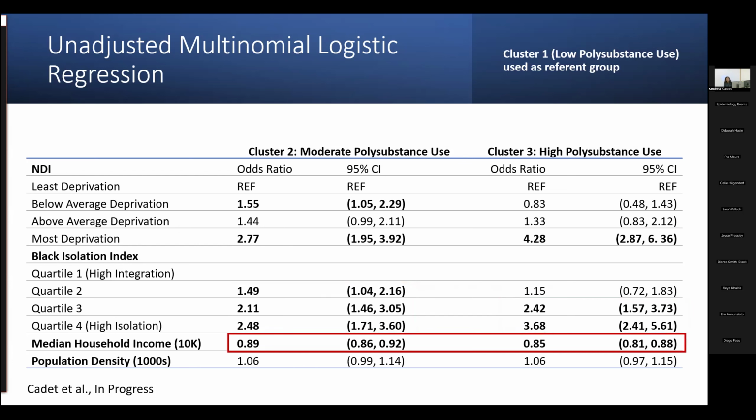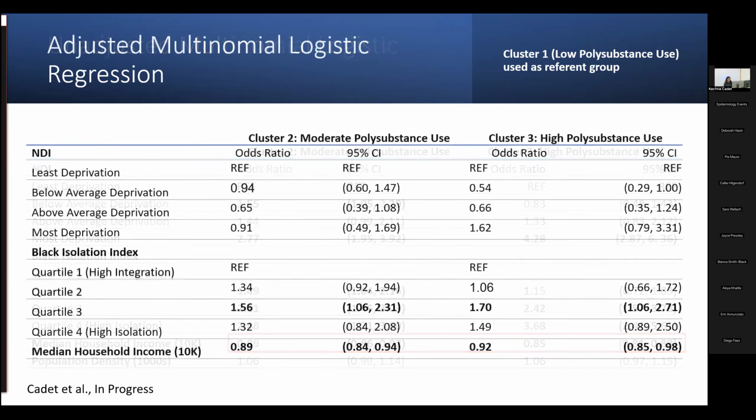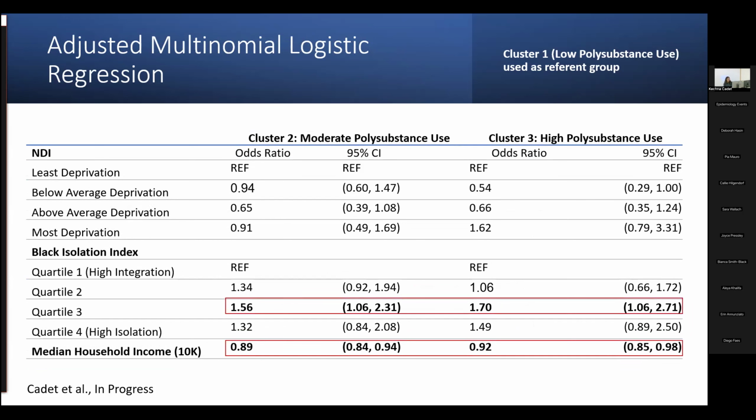But we also see that as median household income increased by every $10,000, these census tracts were actually less likely to be members of the moderate or high polysubstance use clusters as well. And even in the adjusted models, we see that these relationships are attenuated, but not completely washed out, where we still see that the Black isolation is still significantly associated with moderate and high polysubstance use clusters. And we see that increasing median household incomes at the census tract level indicates they're less likely to be members of the moderate and high polysubstance use clusters compared to their reference group.